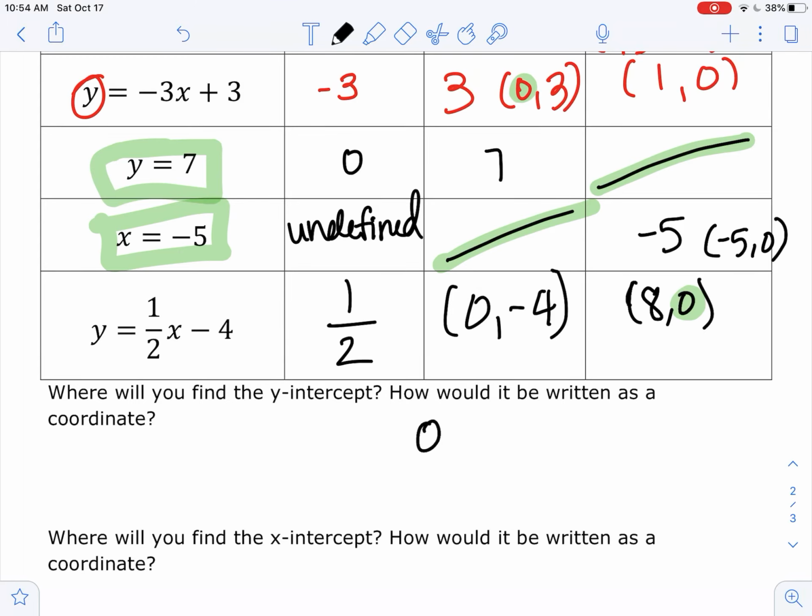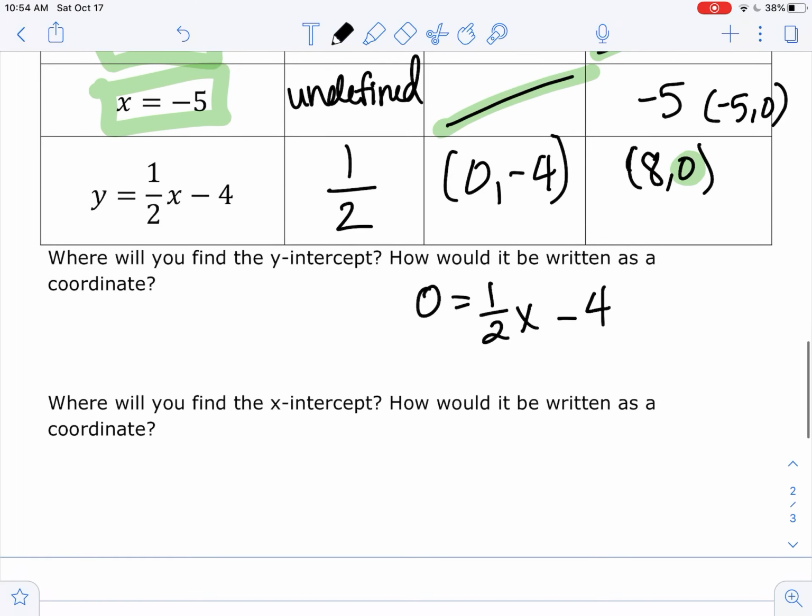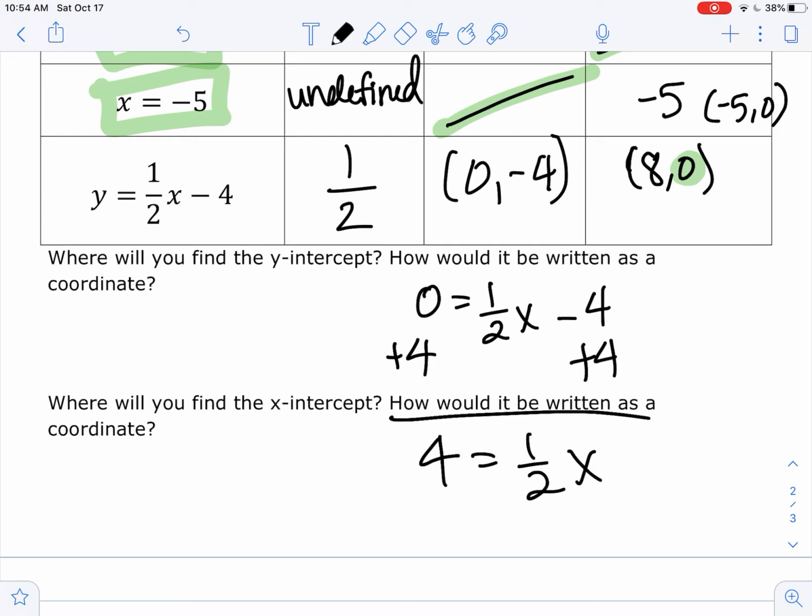So we can come over here and put 0 equals 1/2 x minus 4. We'd have to add 4 to both sides. 0 plus 4 is 4. Equals 1/2 x. So some number times 1/2 is going to give you 4. So we'd have to take the reciprocal to simplify this to 1. And then what we do to one side, we'd have to do to the other. So 2 times 4 is 8. So then we would be left with this. So this is how you would do it by hand.